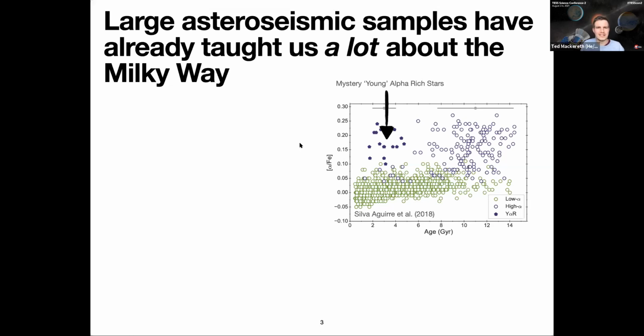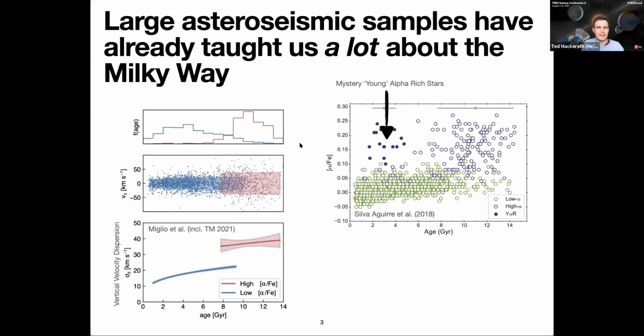Some other work, just as another example, this recent paper by Andrea Miglio, which looked at the vertical velocity dispersion of stars as a function of age, again measured from Kepler light curves, using extra spectroscopic parameters from APOGEE, showed that there's this neat relationship between the age and velocity dispersion on the low alpha sequence.